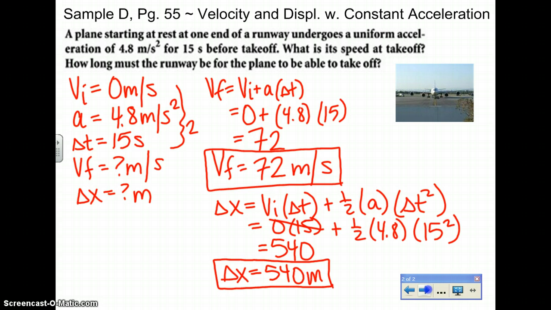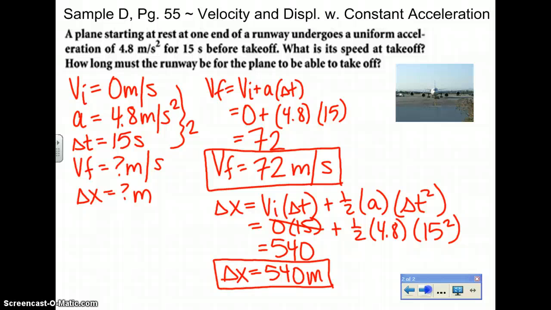Okay, so these are the 2 equations that you're going to want to use for the practice D problems. Looking at your answers, that means that you're going to have 2 answers for all of these problems. Number 1, you're going to have a VF equals and a delta X equals. So 2 answers for number 1. Number 2, VF equals and delta X equals. Number 3, VF equals and delta X equals.